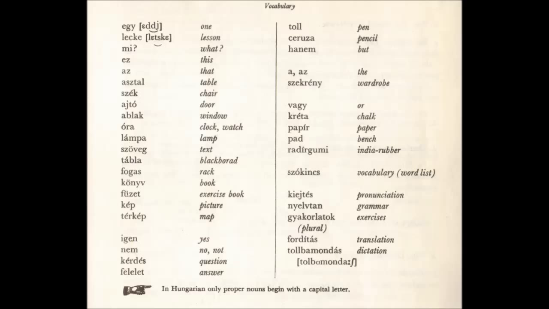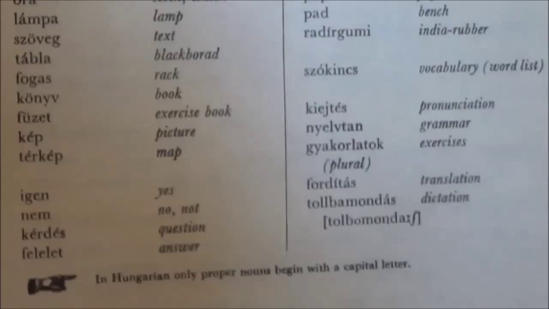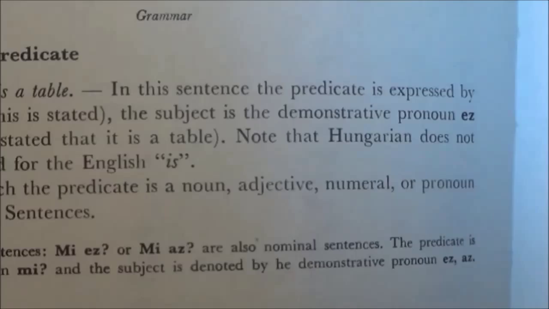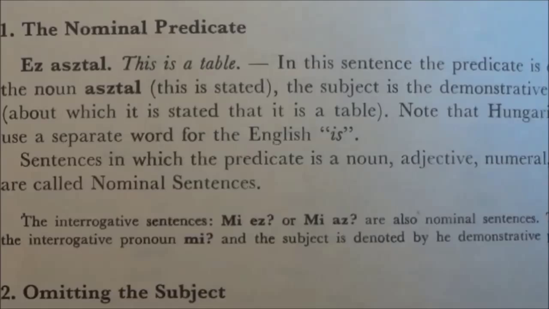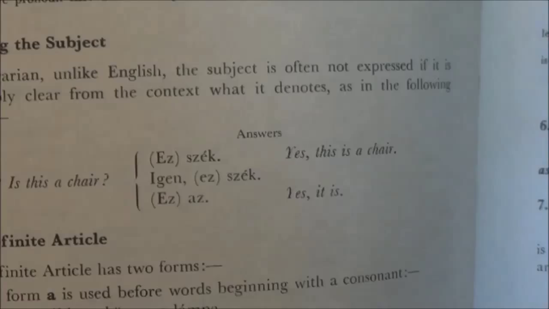Könyv, a book. In Russian that's kniga. And in Arabic they say kitab. In Turkish also. Füzet, exercise book. Toll. Ceruza was a pencil. Vagy. Or. Then, what else should we know? As I said, note that Hungarian does not use a separate word for the English is. Szék ez. Is this a chair?